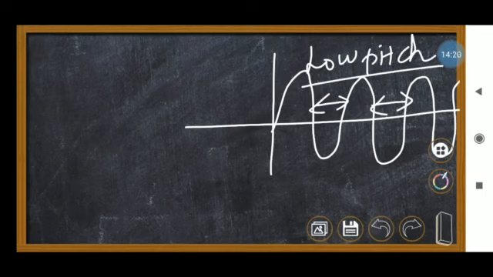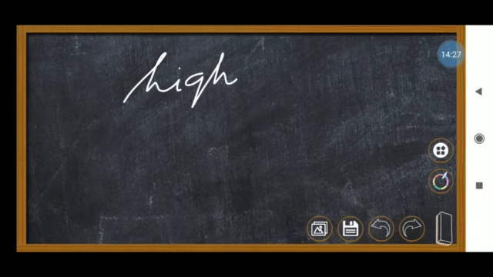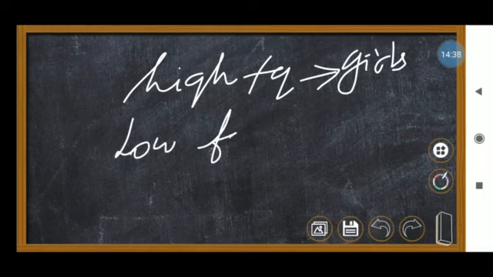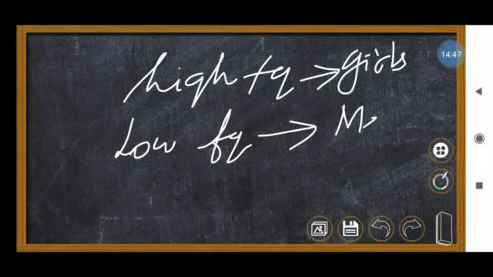So girls and ladies make a high pitch voice. Their frequency interval will be very less. So a high frequency voice is developed by girls or ladies. And low frequency is generally produced by boys and men. So they are all producing low frequency.